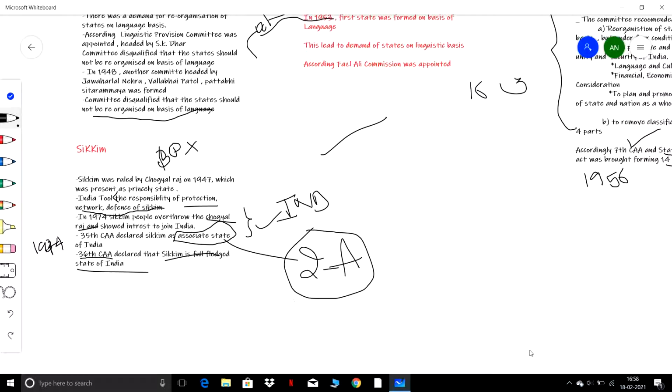And that's it with respect to this part and the various committees. And this Fazl Ali Commission is very important.